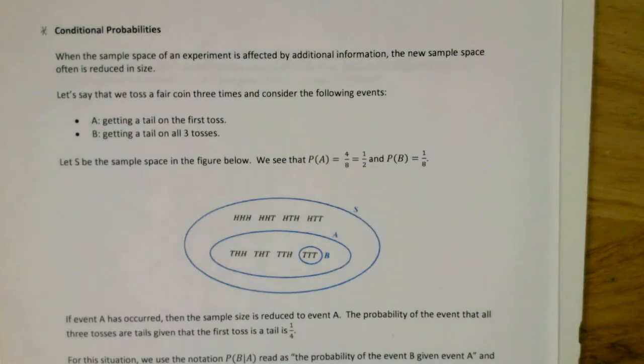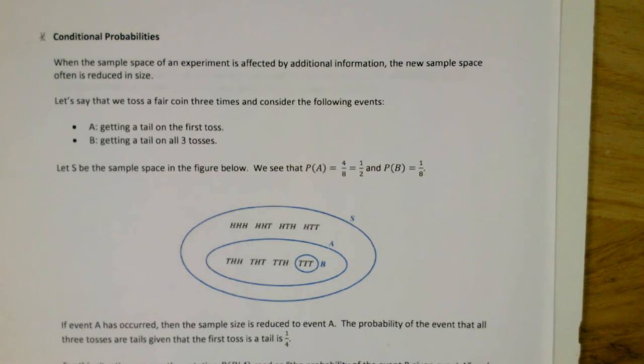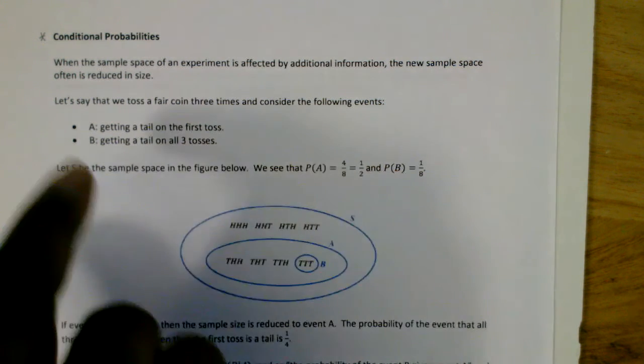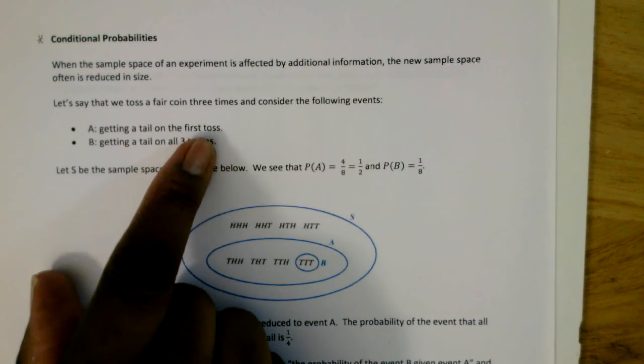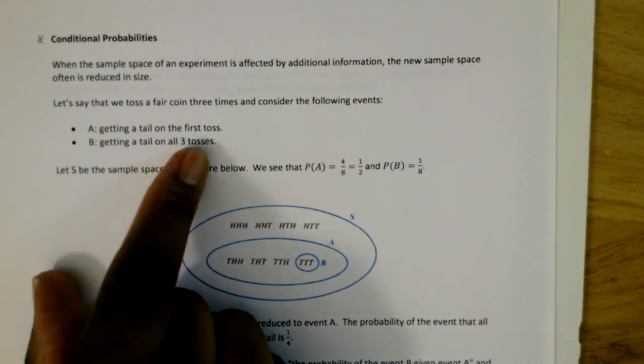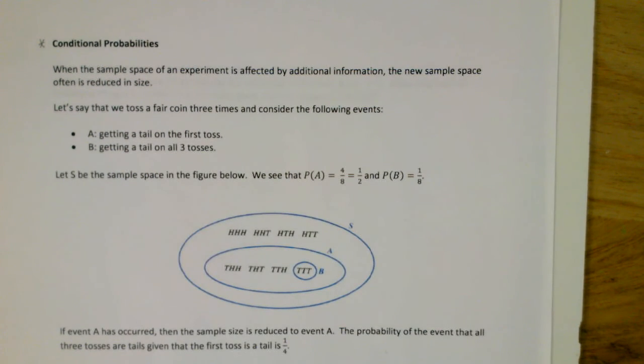Okay, let's talk about conditional probabilities here. When the sample space of an experiment is affected by additional information, the new sample space often is reduced in size. Let's say that we toss a fair coin 3 times and consider the following events. Event A is getting a tail on the first toss, and event B is getting a tail on all 3 tosses. And I'm going to let S be the sample space in the figure below.